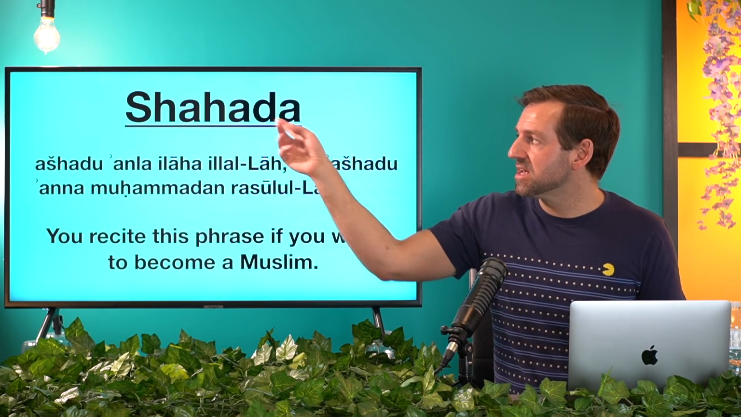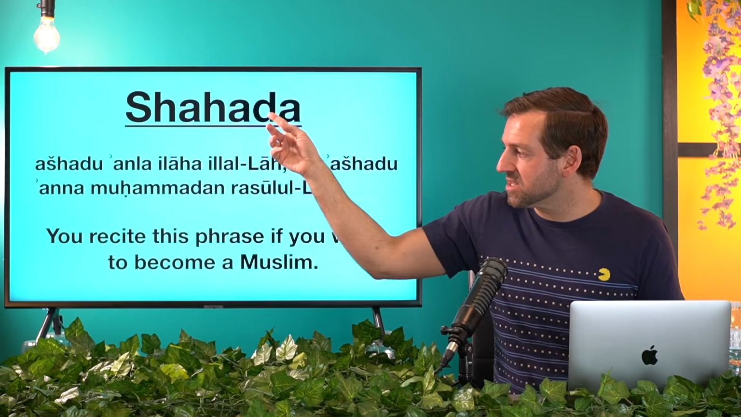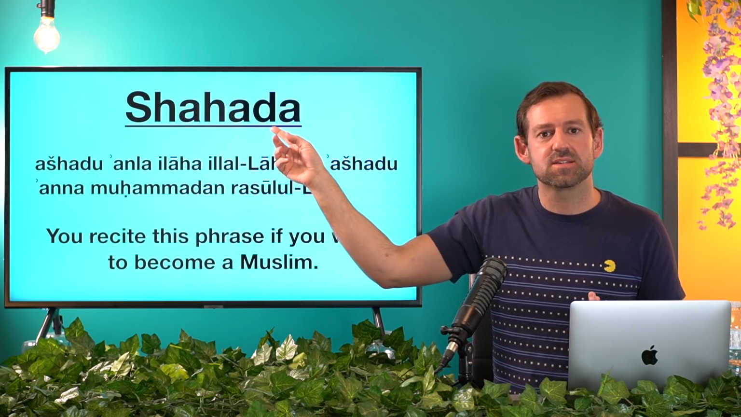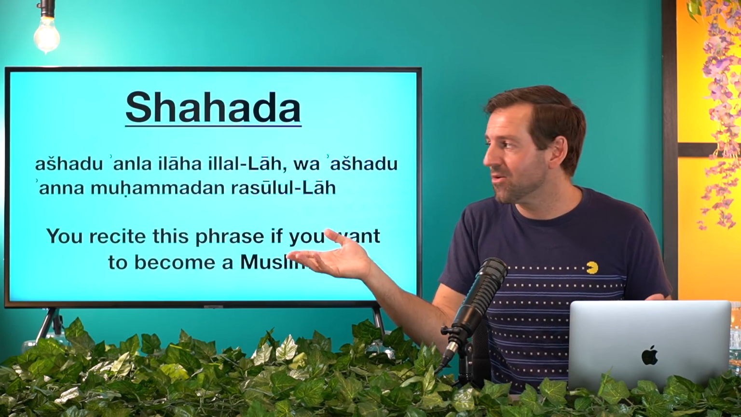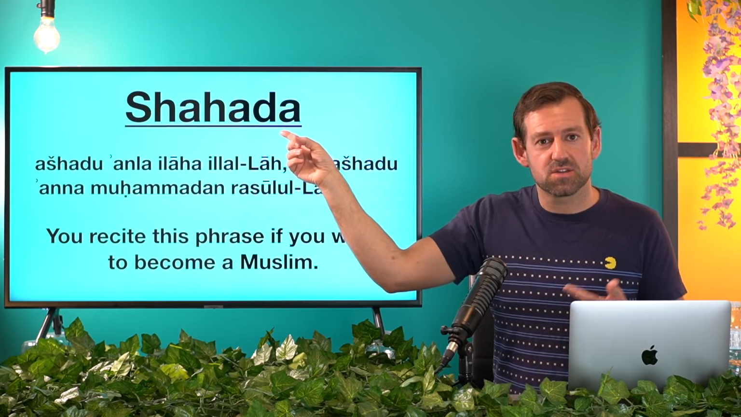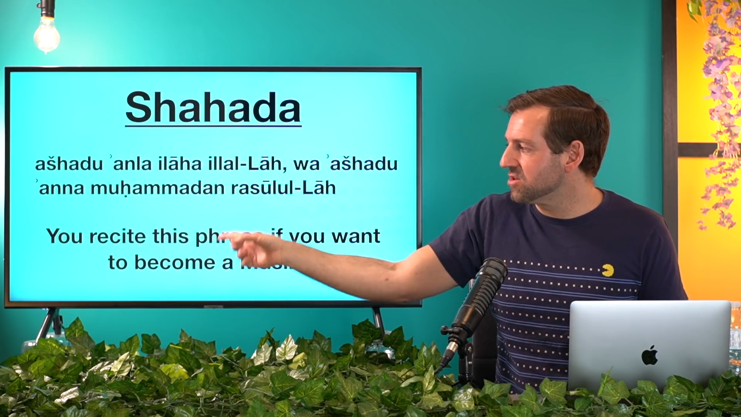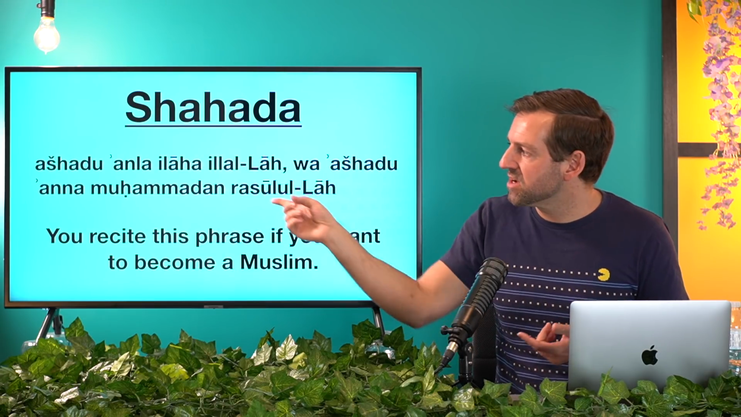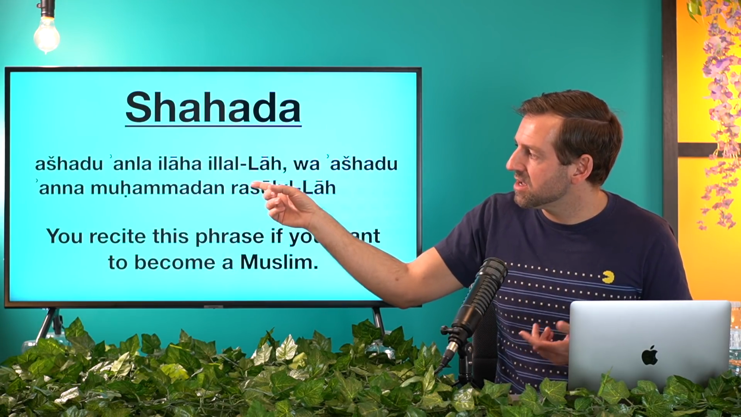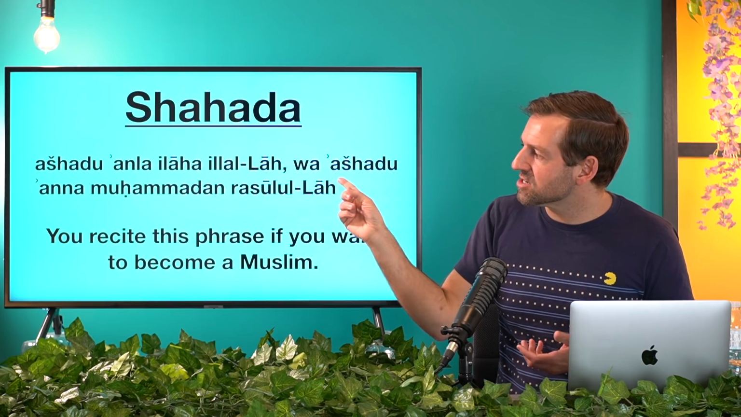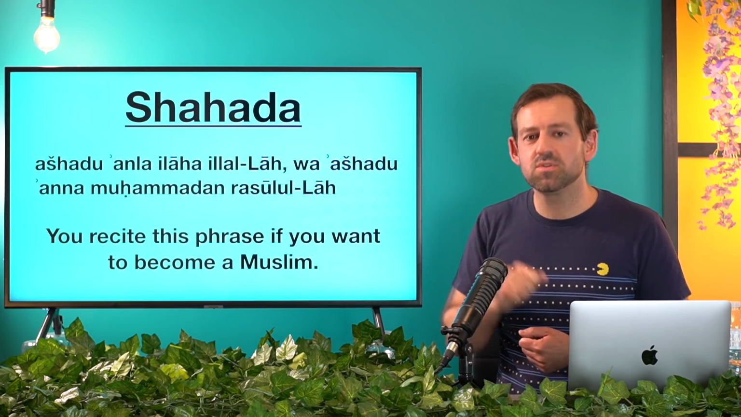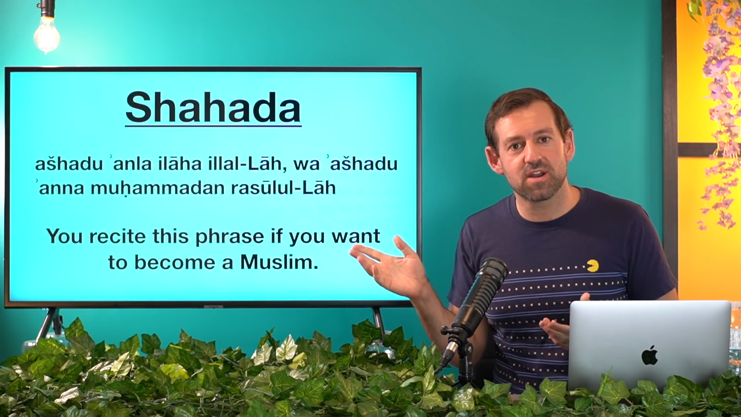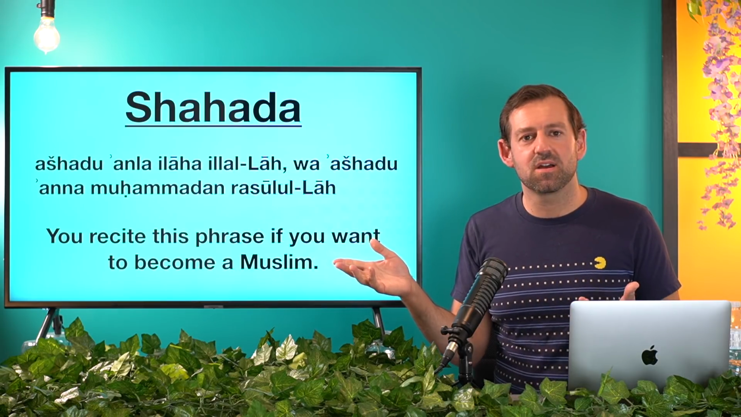So a word like this. Now this is obviously a very important word. This is how a person becomes a Muslim. You recite the Shahada. You recite this phrase here if you want to become a Muslim. The phrase goes like this: Ashhadu an la ilaha illallah wa ashhadu anna Muhammadan Rasulallah. So that's the phrase you recite if you want to become a Muslim.